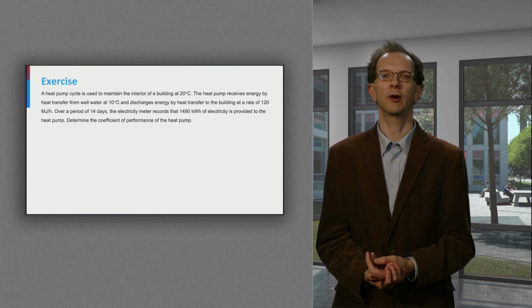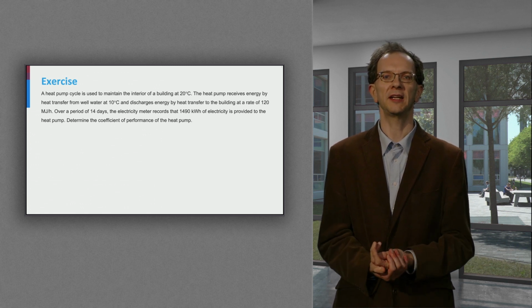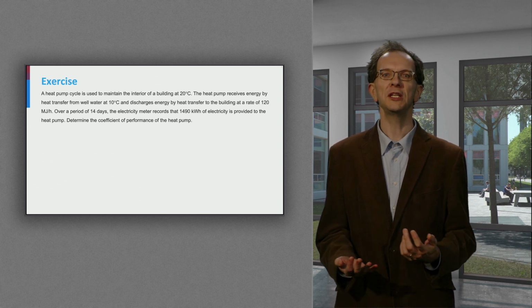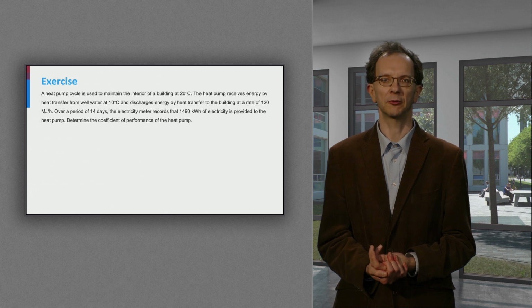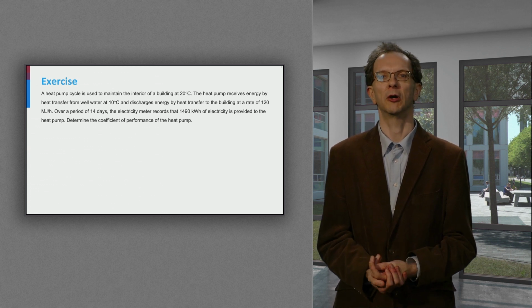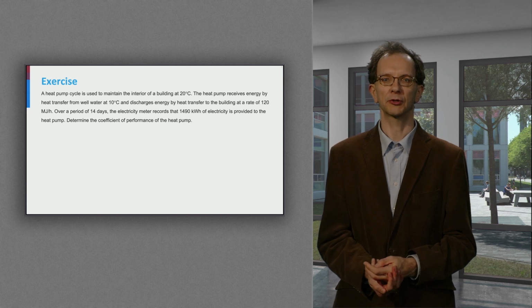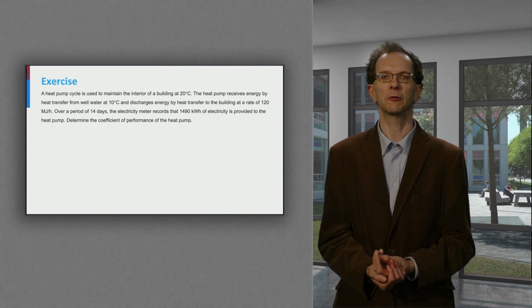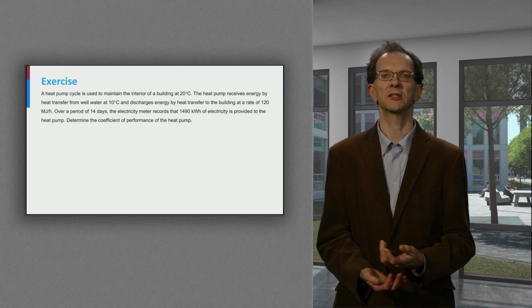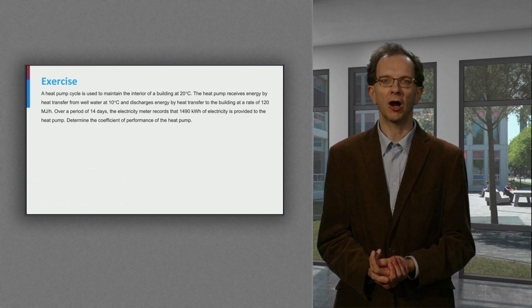Now you have enough background for a small exercise. A heat pump cycle is used to maintain the interior of a building at 20 degrees Celsius. The heat pump receives energy by heat transfer from well water at 10 degrees Celsius and discharges energy by heat transfer to a building at a rate of 120 megajoule per hour. Over a period of 14 days, the electricity meter records that 1490 kilowatt hour of electricity is provided to the heat pump. You are asked to determine the coefficient of performance of the heat pump.